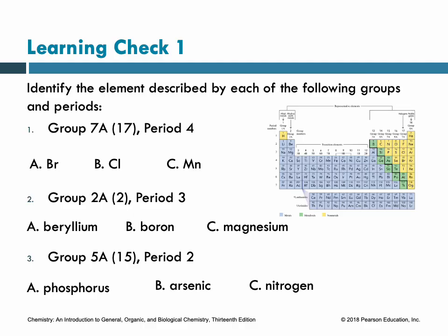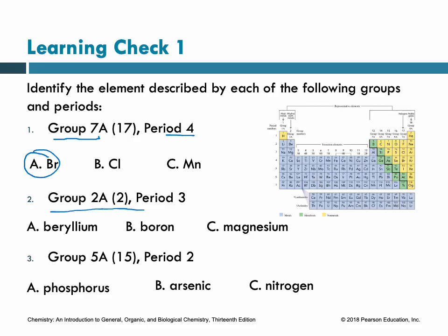For instance, a very direct question. Identify the element described by the following groups and periods. Group number 7A, period number 4. So we go to group 7A, which is right here. Period number 4 is going to be this. So we drag it down and we can see the element that exists is Br, which stands for bromine. So this would be the correct answer. So that's how you can figure this out.